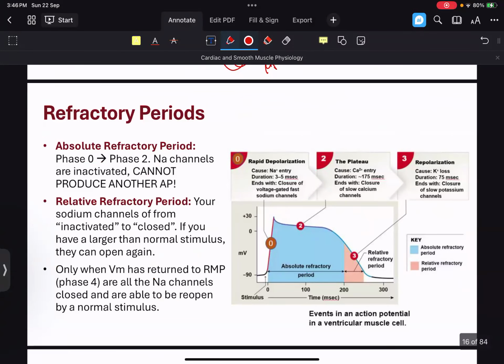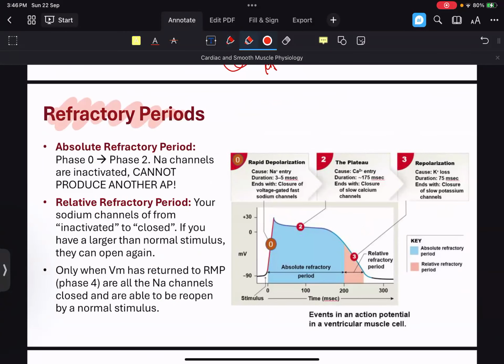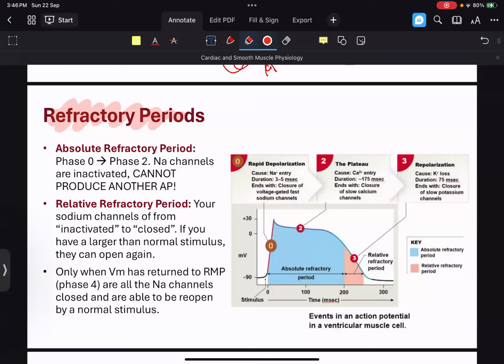Okay, thank you. Let's move on to refractory periods, and I think that's what one of your colleagues was asking about. A refractory period means that in this specific period of time, you cannot elicit another action potential. You have two different types of refractory periods: your absolute refractory period and your relative refractory period.